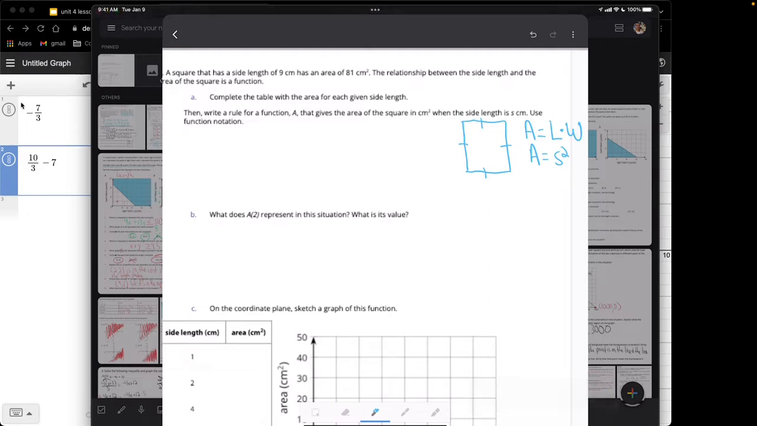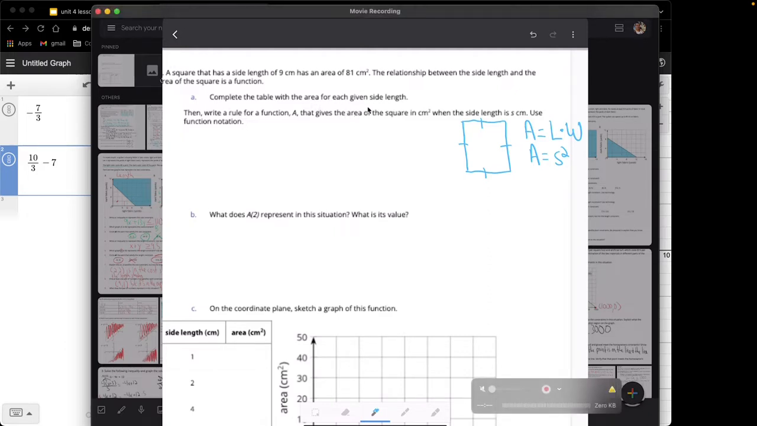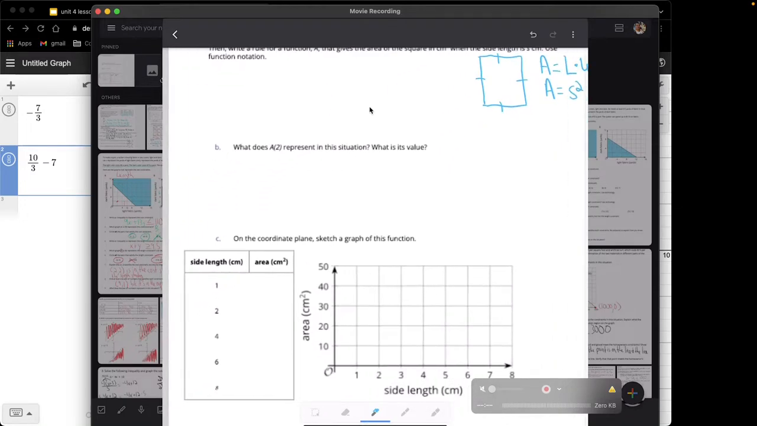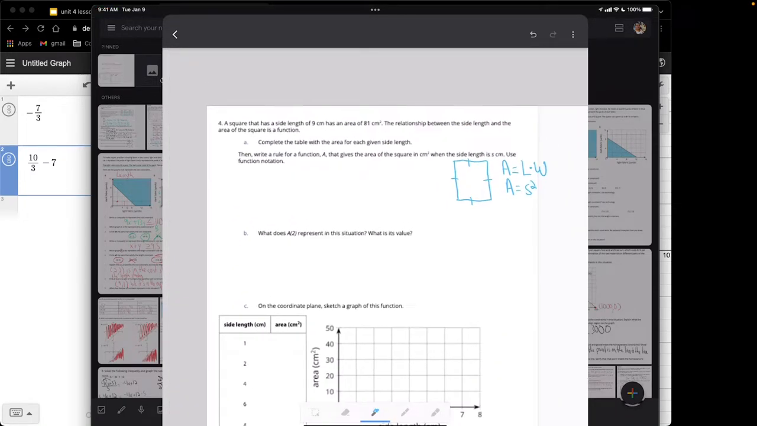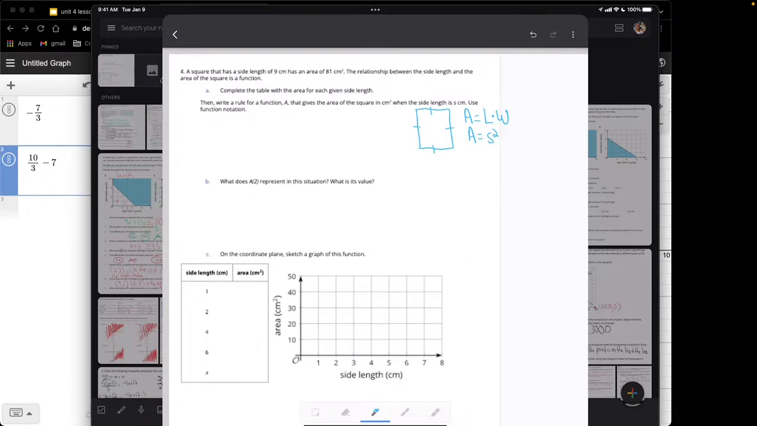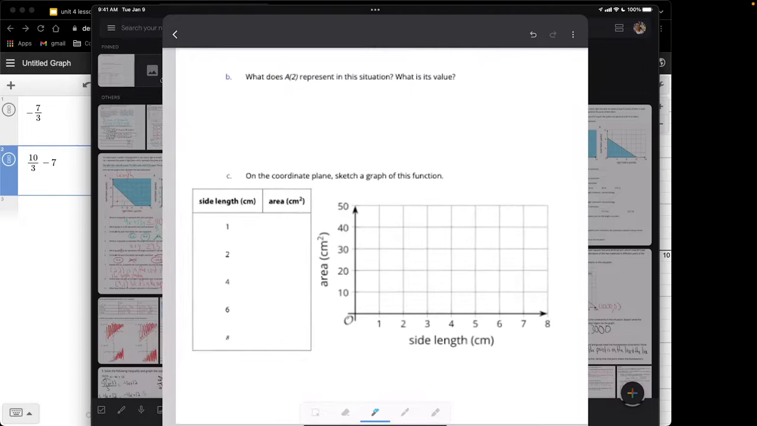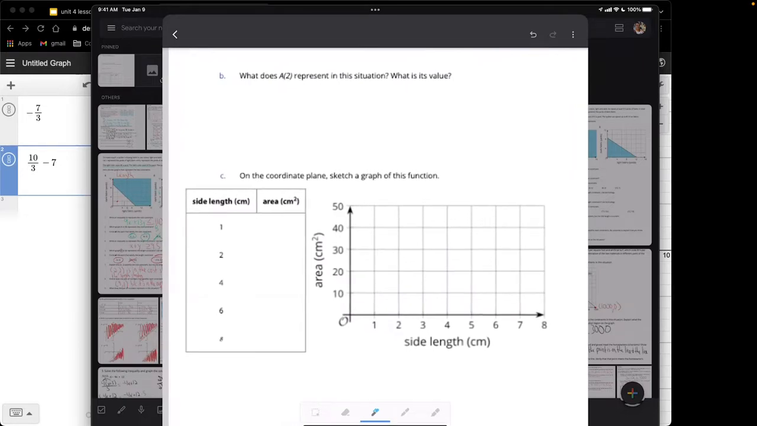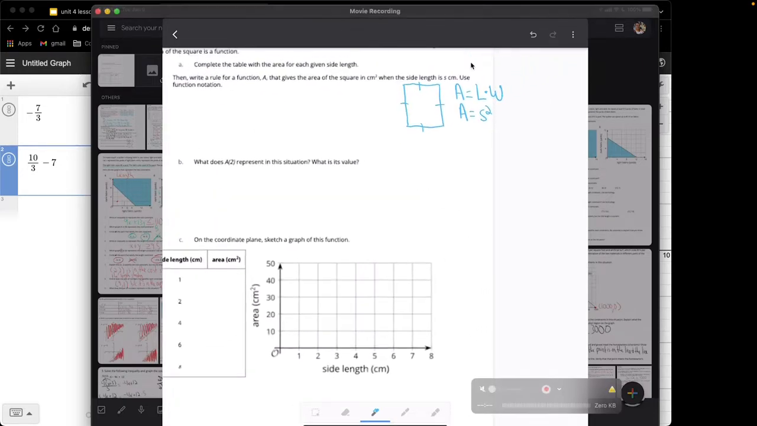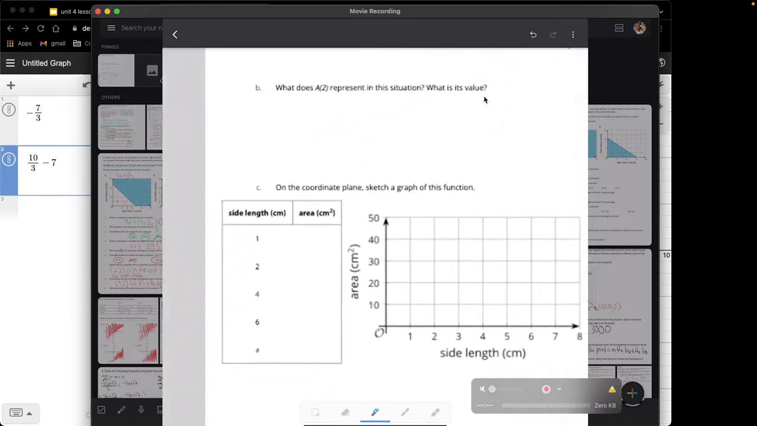Complete the table with the area for each given side length. Complete the table, then write a rule for a function a that gives the area of the square in square centimeters when the side length is s centimeters. Use function notation. So let's do the table first. Remember, the formula is to simply take the length of the side of the square and square it.